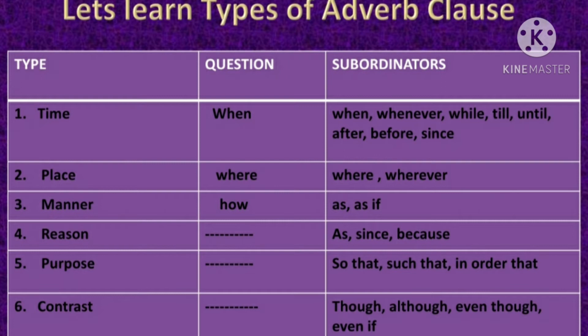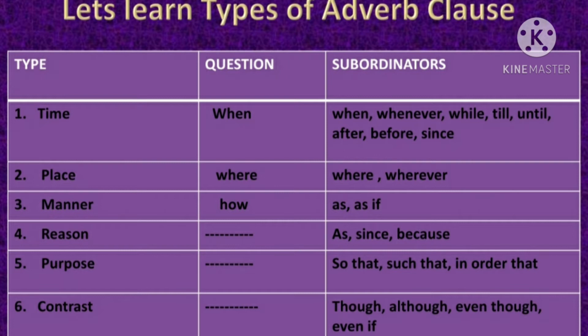The third type of adverb clause is adverb clause of manner. As if, these are the subordinators. Amongst these, only one is used as the subordinator in the subordinate clause. So you need to ask a question how to the main clause to get the adverb clause of manner.